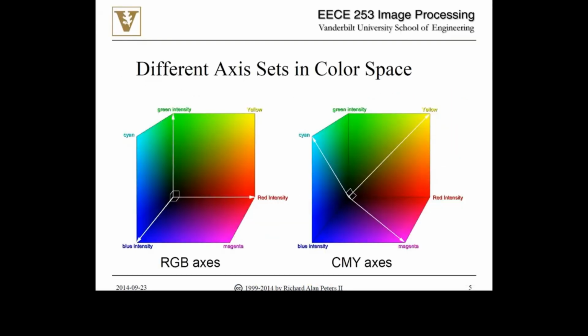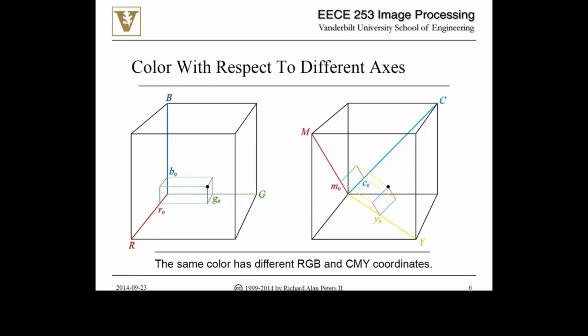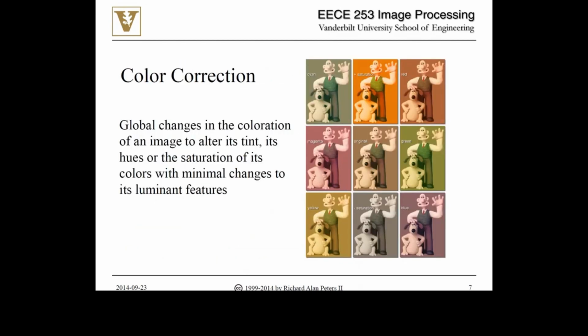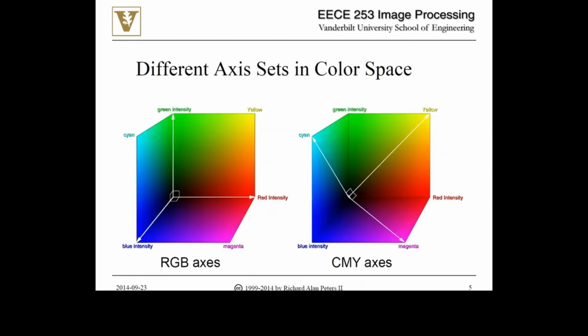Okay, so what about the CMY axis? This is the cyan, magenta, yellow. Actually, that is a change of the coordinate basis. So now, instead of having the RGB coordinate axis, what we have is the cyan, magenta, and yellow coordinate axis. So that is only a change of the coordinate axis. And now, the same color has some coordinate in RGB or a different coordinate in the CMY axis.